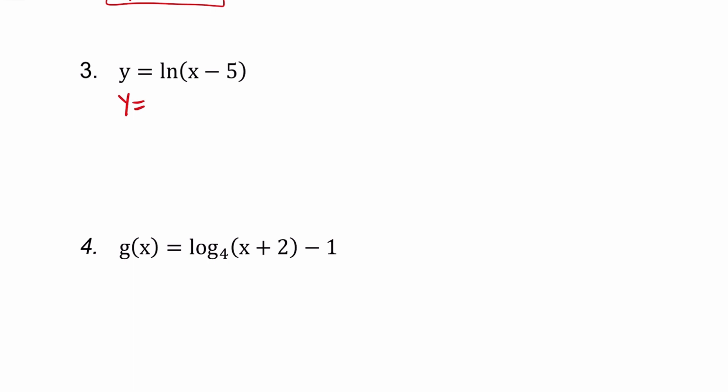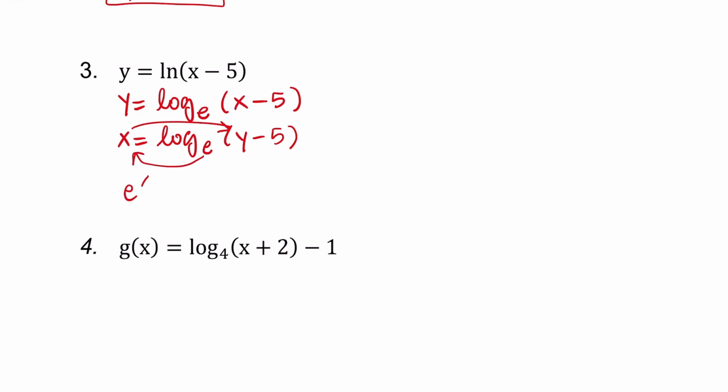Our third example is a little bit more tricky because we have ln, but that is the same thing as y equals log base e of x minus 5. And now let's switch between x and y. So x equals log base e of y minus 5. Now we can apply our log properties, so e to the x equals y minus 5. Now we can isolate the variable and solve for y. e to the x plus 5 equals y, and that is our inverse function.